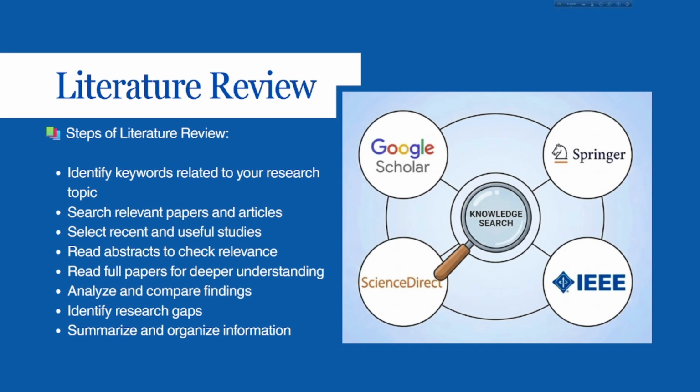First, we identify the keywords related to our research topic. Then we search for relevant papers and articles from reliable sources like Google Scholar, Springer, Science Direct, and IEEE. After that, we select recent and useful studies and read their abstracts to check whether they are relevant to our topic or not. Then we read the full papers for a deeper understanding.